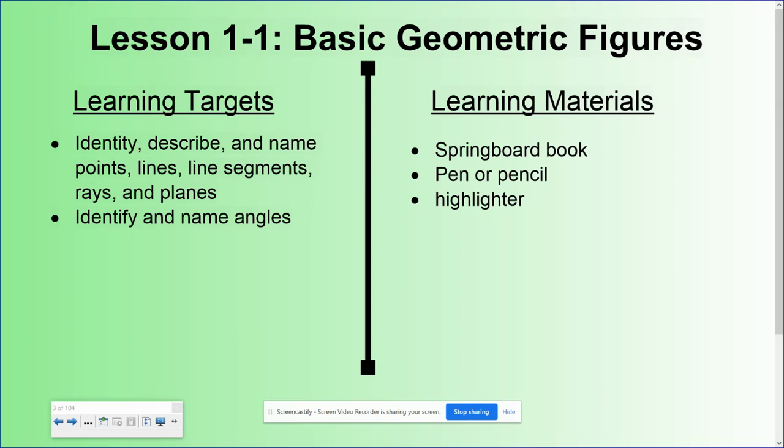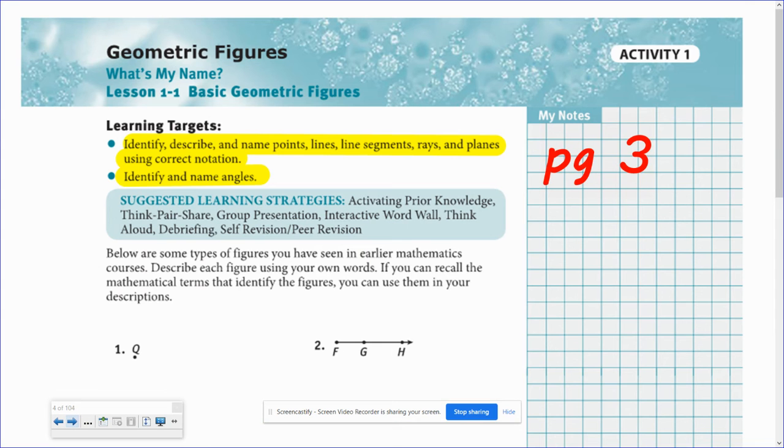The materials you're going to need today: have that Springboard book open to Lesson 1-1. A pen or pencil and a highlighter might be helpful for today's lesson. It's going to be a lot of vocabulary, so let's just jump right in. We're on page 3, so there are our targets again.